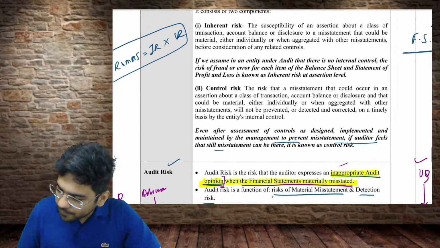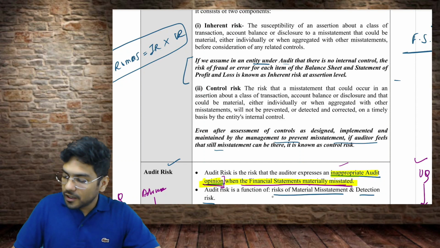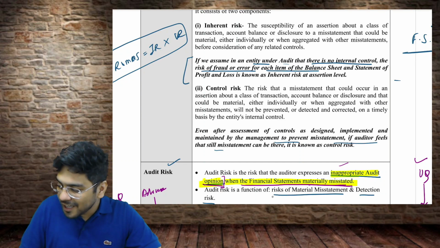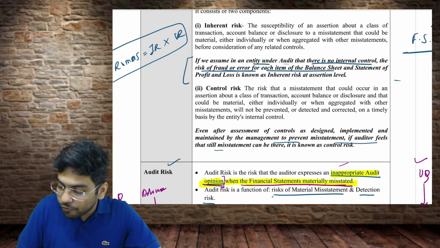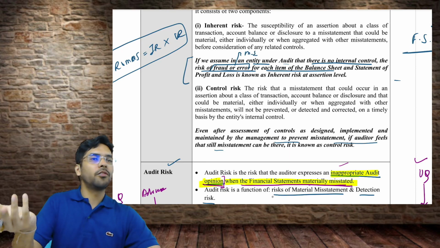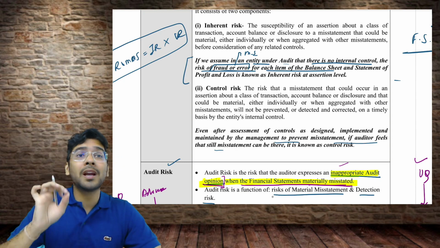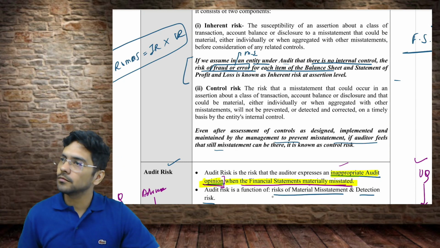And what is inherent risk? Please read the point again. It says, if we assume in an entity under audit there is no internal control, the risk of fraud or error for each of the item of balance sheet P&L is called as inherent risk. It says risk of fraud or error. Do you remember that misstatement can either be because of what? Fraud or error. So it simply means the chance of misstatement in the financial statement, assuming that there is no system of internal controls. Is this clear?